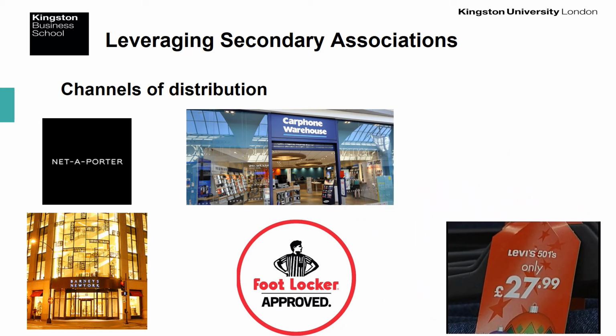However, sometimes secondary associations between a distributor and a brand are not desirable and don't work positively in favour of the brand. The example shown at the bottom right of the screen here is a case of grey marketing or parallel trading from a few years ago in the UK, where Tesco, the supermarket chain, was selling Levi 501 red tab jeans for a very, very low price, considerably below the recommended retail price.